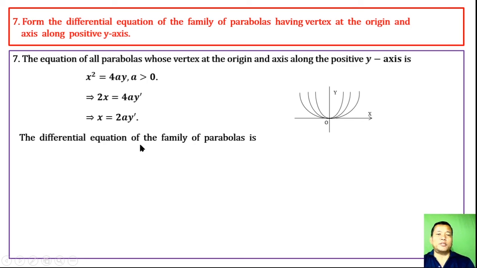The differential equation of the family of parabolas: in x square equal to 4ay, a is replaced by x by 2y dash, and y remains unchanged. Simplifying, we get x times y dash minus 2y equal to 0, which is the required differential equation of the family of parabolas.